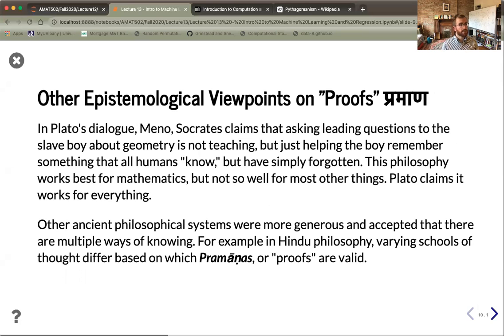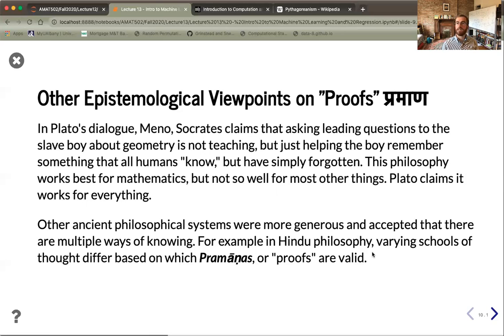So this works well for mathematics, but not so well for everything. So let's take another stop on our journey around the world. And let's look at some other philosophical systems for how learning is possible. Because after all, if learning is impossible, then why are you taking a course on machine learning? This next stop is going to be over in the Indian subcontinent. And this goes under the broader heading of Hindu philosophy.